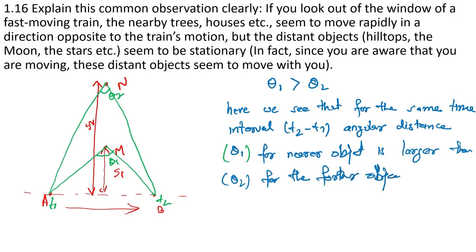So that is the reason why, while moving from point A to B, the observer would see the object at the least distance, that is point M, move very fast in the opposite direction, while the object at distance S2, the farther distance, would appear stationary for a while or move with the observer for a while, because the angular movement of the nearer object is quite larger as compared to the farther object for the same time interval.